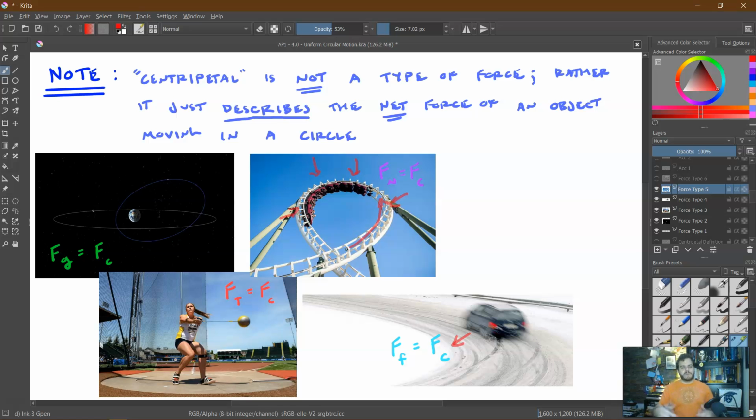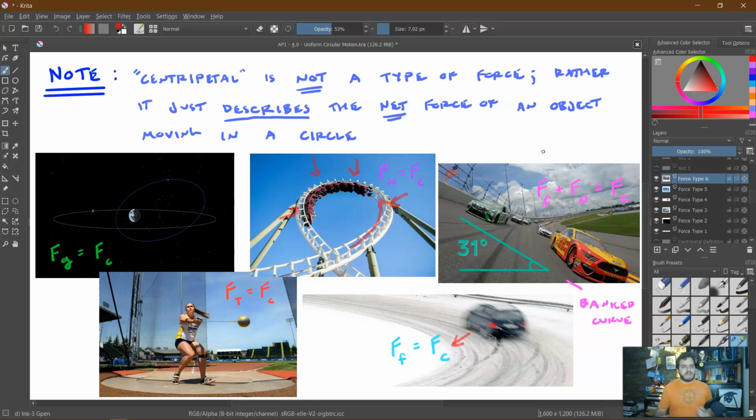That is a centripetal force. We can even have combinations. So for instance, this turn here is a flat turn, an unbanked turn. It's just a flat surface. But something like NASCAR has what are known as banked turns. It actually allows them to go around these curves faster.